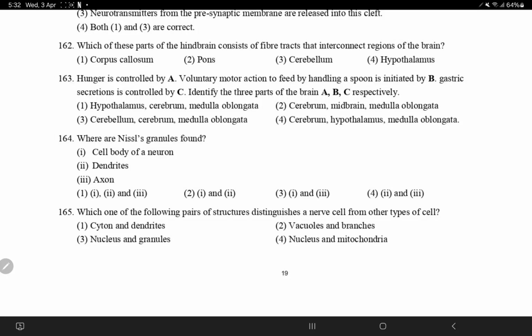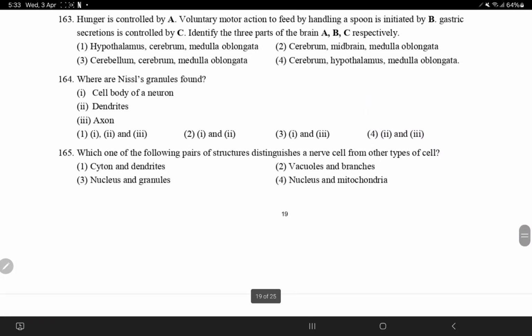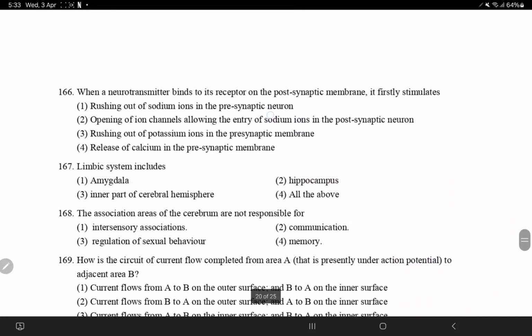And next, where are the Nissl granules found? Cell body of neuron and dendrites. 1 and 2. Which of the following pairs of structures distinguish a nerve cell from other types of cells? Cyton and dendrites. Option 1.